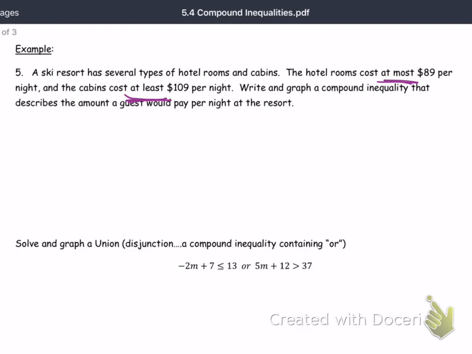Now, at most means $89 is the greatest number that we will have, but it could equal $89. So x is going to be less than or equal to $89. The cabins cost at least $109. Oops, I'm sorry. At least $109. So x can be greater than that. And so we have here, if you look, x is less than or equal to 89, and x is greater than or equal to 109.